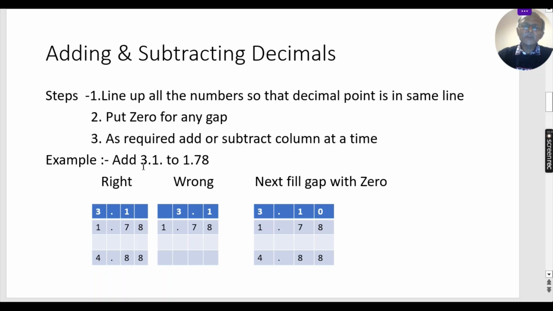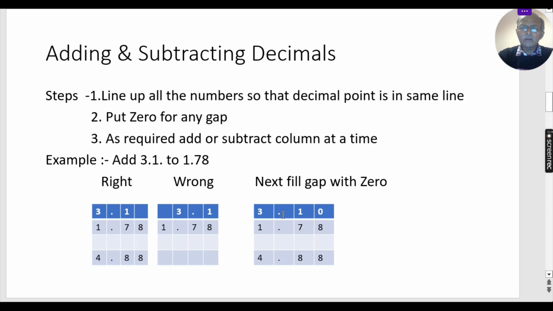As I have taken an example, 3.1. Add this to 1.78. Okay, the first step, I have written 3.1 and then there is a blank here. Okay, no problem. Then I have written the second number 1.78. Okay, so the decimal points are in the same line. Now I have a gap here because in the second number we have 2 digits after the decimal point, that is, after the decimal point we have 7 and 8. Whereas in the first number we have only 1 digit after the decimal point. So 1 is blank. So we will fill this up with a 0, as I have done here.